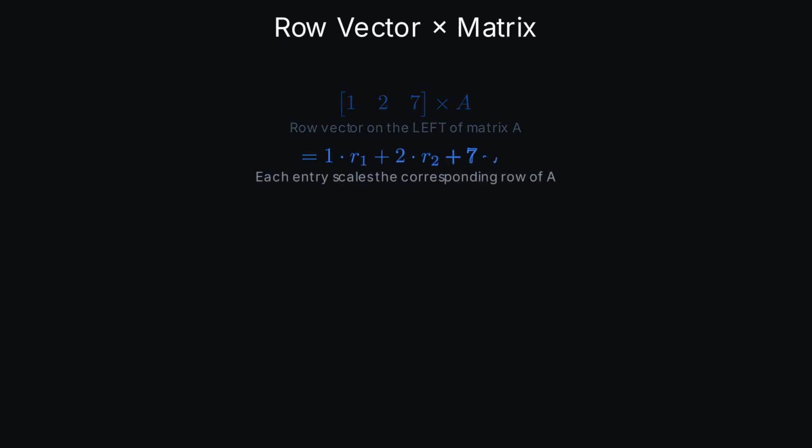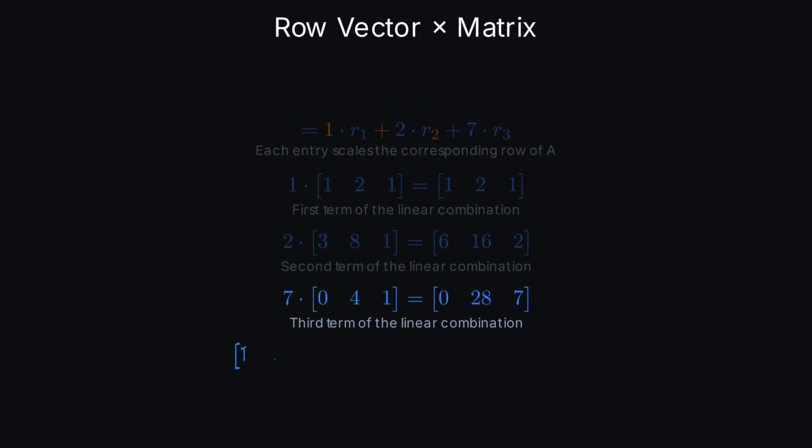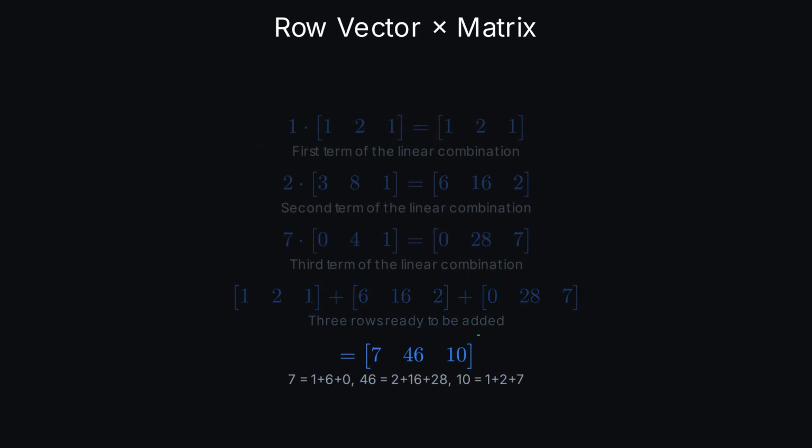Now flip everything. Put a row vector on the left side of the matrix. Take the row vector 1, 2, 7 and multiply it times A. This product equals 1 times row 1 of A plus 2 times row 2 of A plus 7 times row 3 of A. That gives us 1 times 1, 2, 1 plus 2 times 3, 8, 1 plus 7 times 0, 4, 1. Scaling each row, we get 1, 2, 1 plus 6, 16, 2 plus 0, 28, 7. Adding these together, the result is 7, 46, 10.